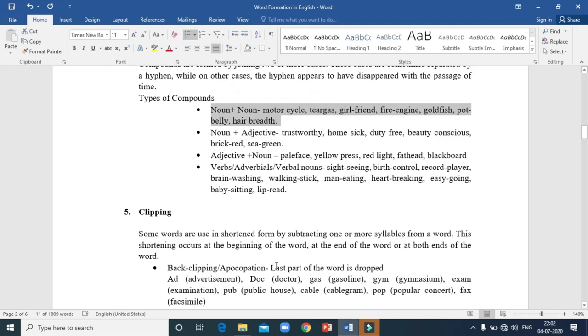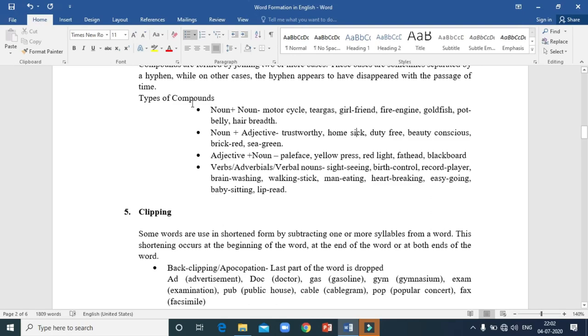Let's look at noun plus adjective examples. Okay, trustworthy. Trust is a noun, worthy is an adjective. Homesick. Home is a noun, sick is an adjective. Duty free, beauty conscious, brick red, sea green. These are all examples of noun plus adjective compounds.